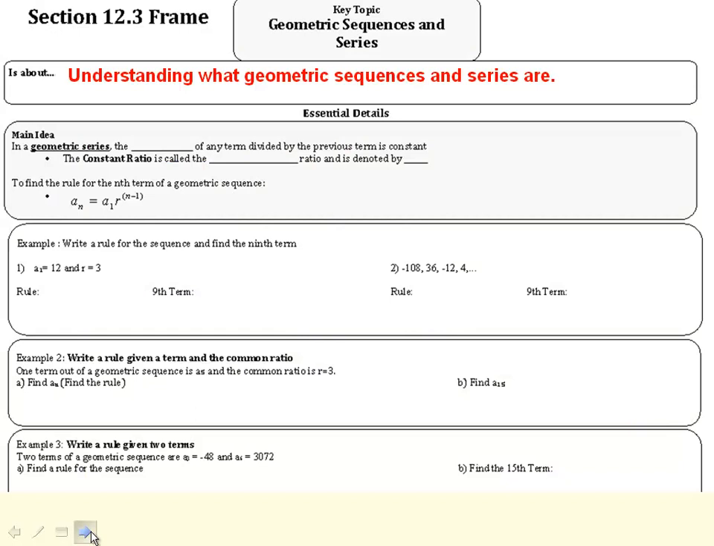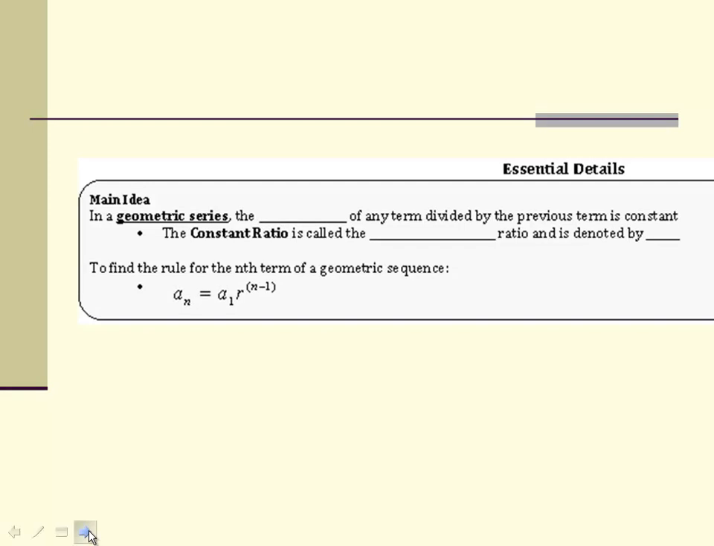Geometric sequences and series is about understanding what geometric sequences and series are. Sequences and series mean the same thing as before. Geometric makes a little bit of a change. In a geometric series, the ratio of any term divided by the previous term is constant. So we have a term divided by the previous term. So find our r, that's what we have to do if it's not given to us.